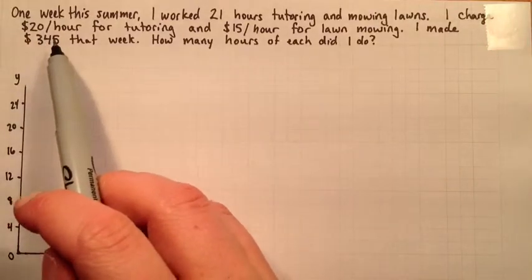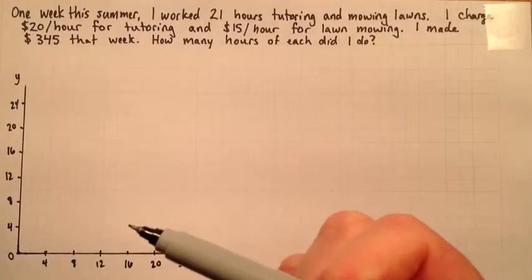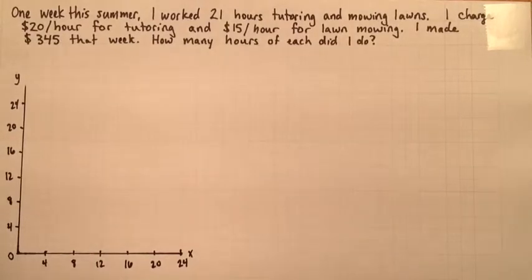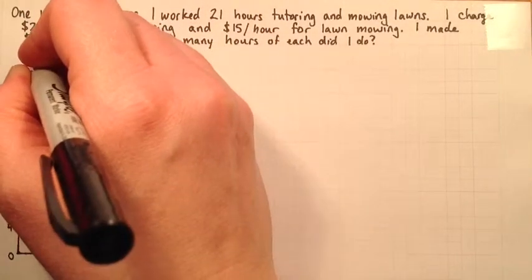One of the variables is going to be, it's usually what the question's asking, the number of hours that I tutored, and the other variable would be the number of hours that I mowed lawns. Okay? And here's how I want you to write it. Make sure you write it like this.